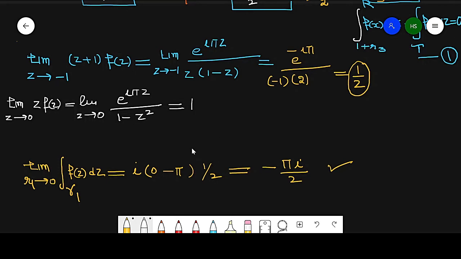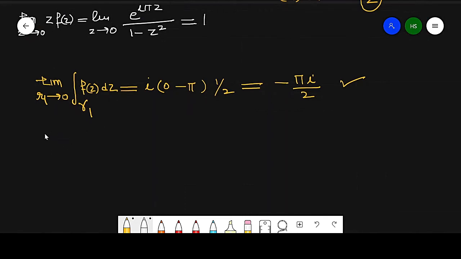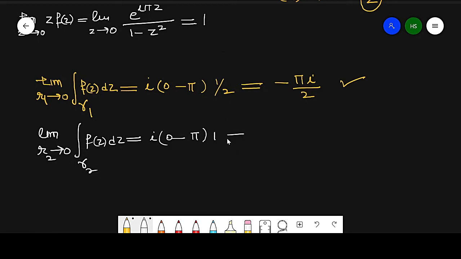So this will become 1, on the same parallel line of action. So we get the limit as r2 approaches 0 of the integration over gamma 2 of f(z) dz, which is equal to iota times 0 minus pi, because it is the clockwise direction. What is k? This is 1, so this value is equal to minus pi iota. So this value is again minus pi iota. So here it is pi iota and this value is minus pi iota.